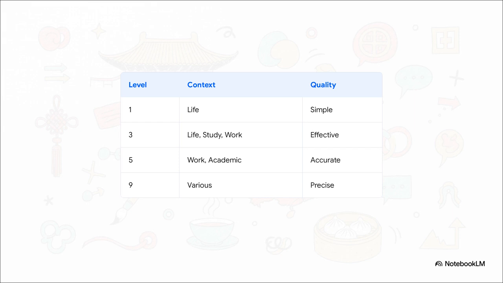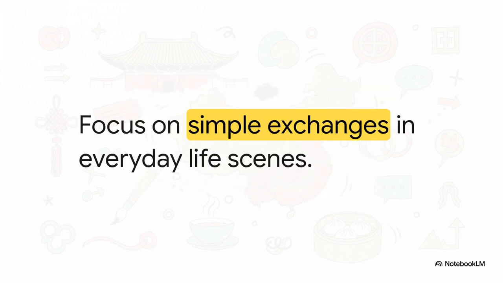By level 3, those exchanges become effective enough for basic work and study. And eventually, years down the line, you climb all the way to level 9, where your language is precise, deep, and nuanced enough for high-level academic research. It's a marathon, not a sprint. But hey, for right now, as we kick off Unit 1, the pressure is entirely off all that heavy academic stuff. Our target is firmly on level 1, simple exchanges in everyday life scenes.